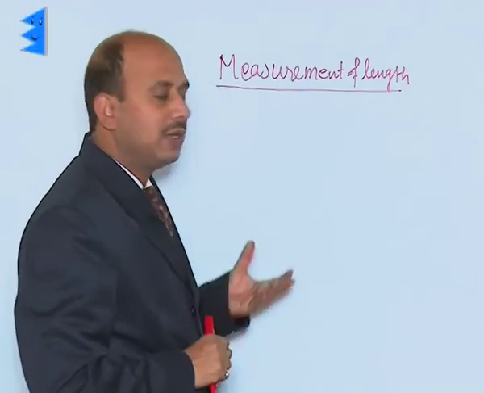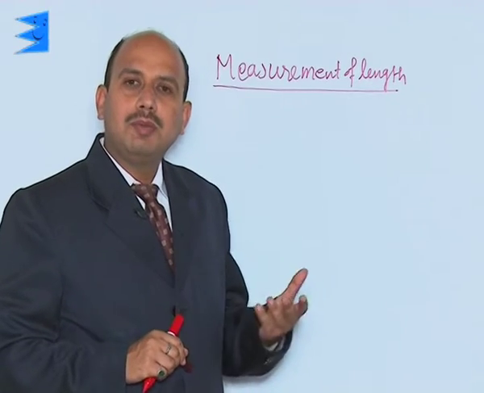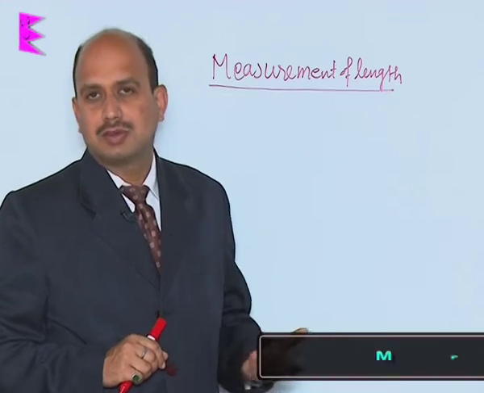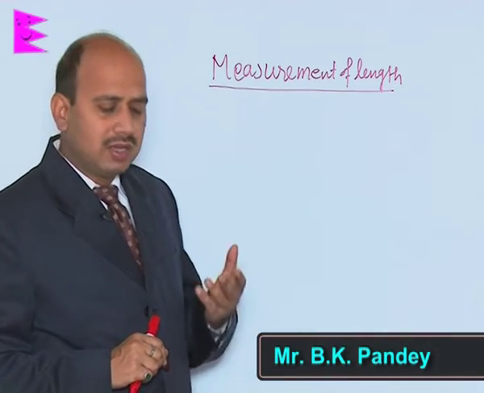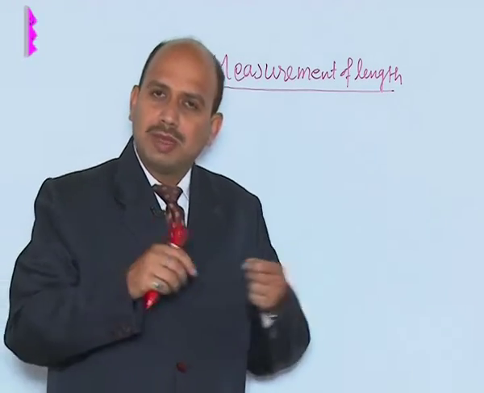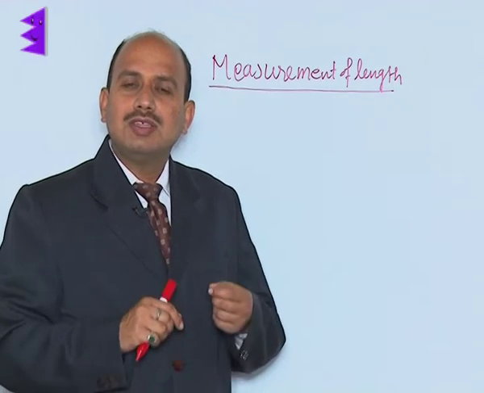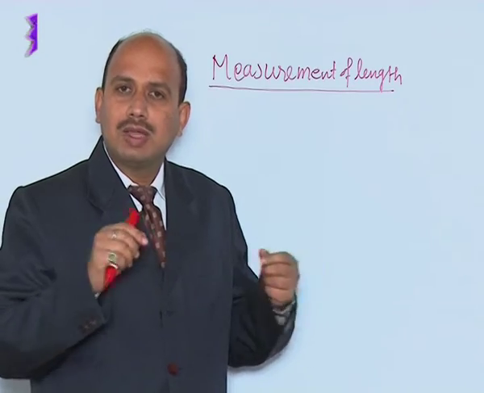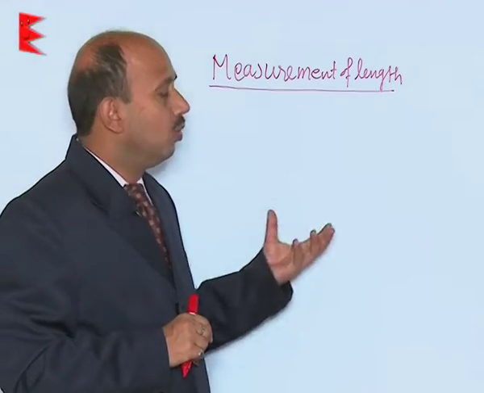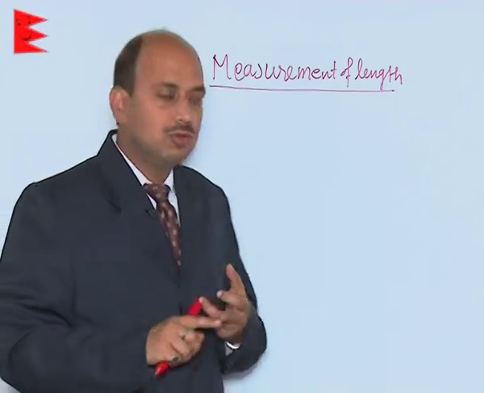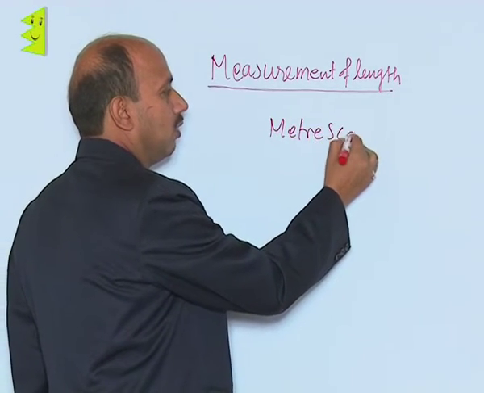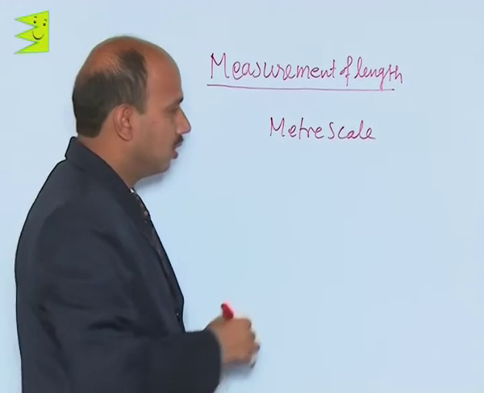Now see here, measurement of length. Length can be measured by two methods: one is the direct method, another is the indirect method. Direct method is like just using a scale to measure something. The scale can measure the minimum distance, that is 1 millimeter. So one is the meter scale, which you can use here for direct measurement.